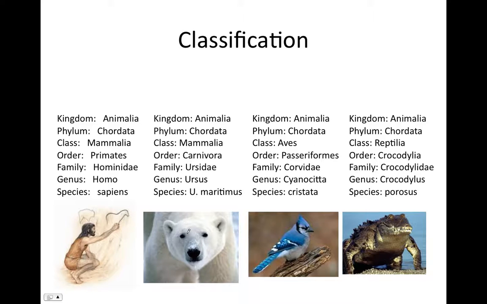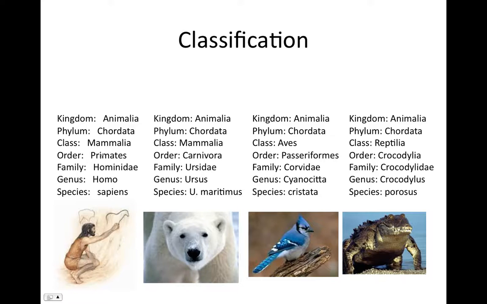The human and the polar bear are in the class Mammalia, where the blue jay is in class Aves and the crocodile class Reptilia. So that means that since humans and the polar bears share the same class, but these don't, it means that humans and polar bears are more closely related to each other. So a human is more closely related to a polar bear than it is a blue jay or a crocodile. And a polar bear is more closely related to a human than it is a blue jay or a crocodile.